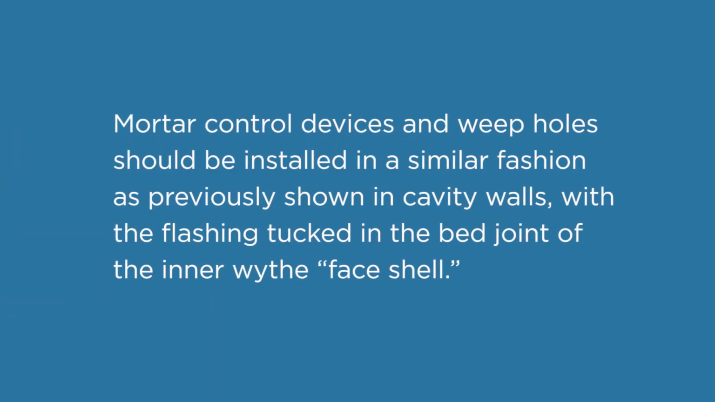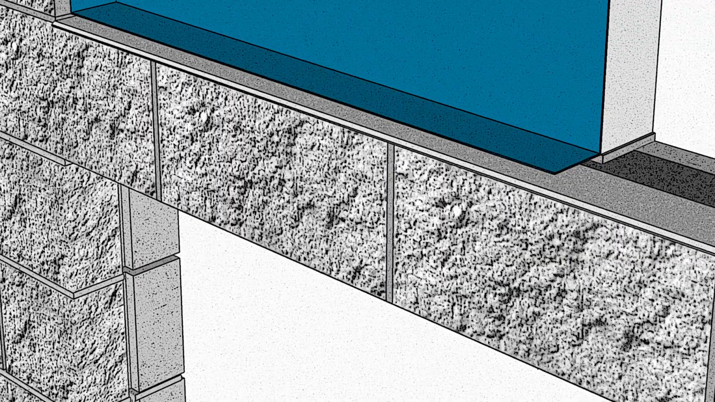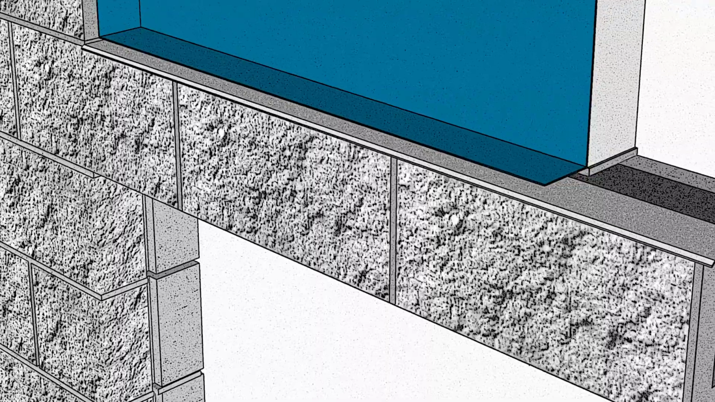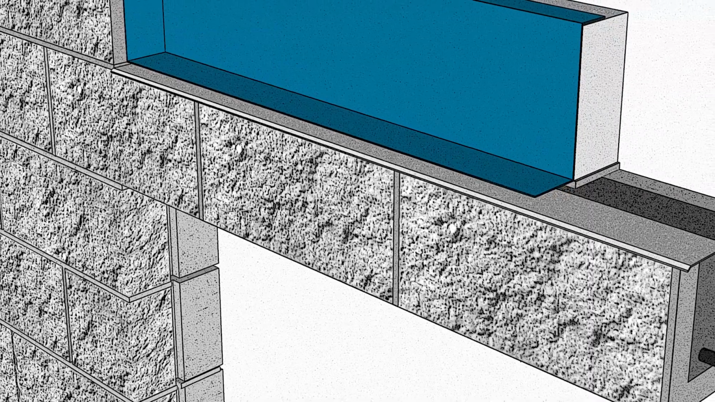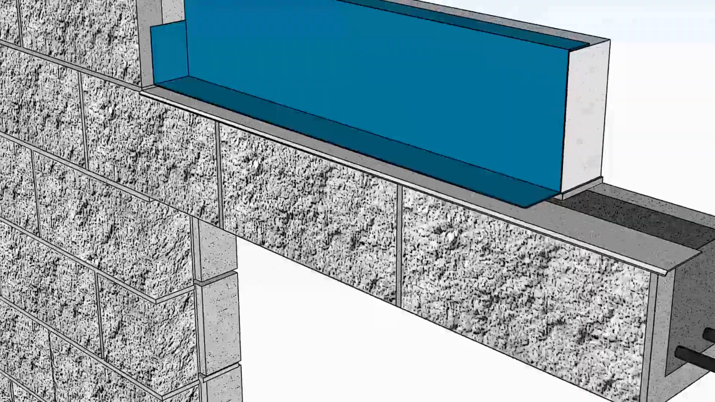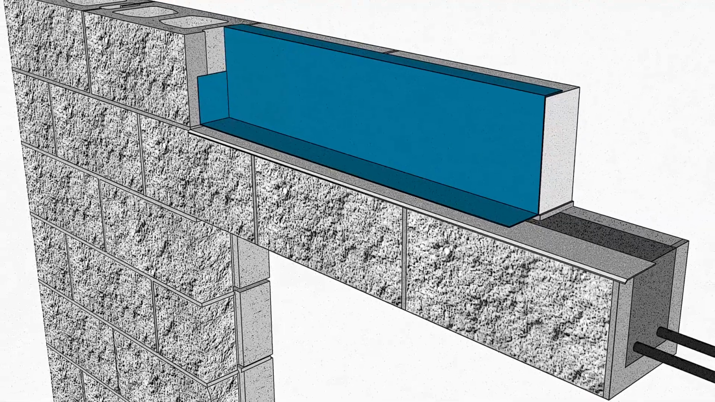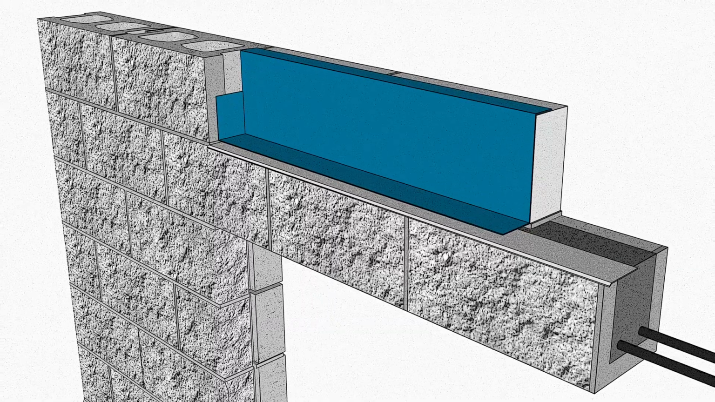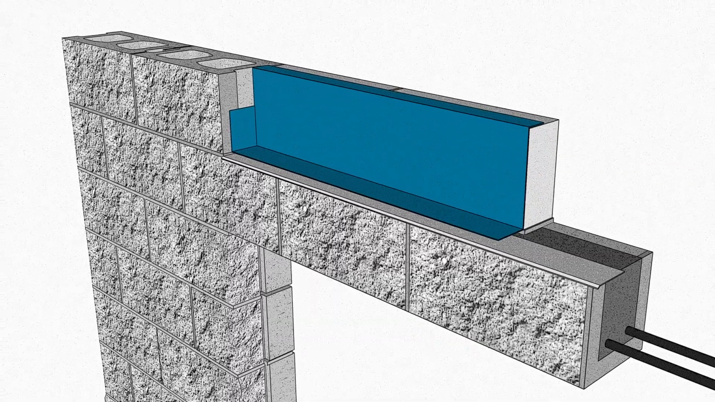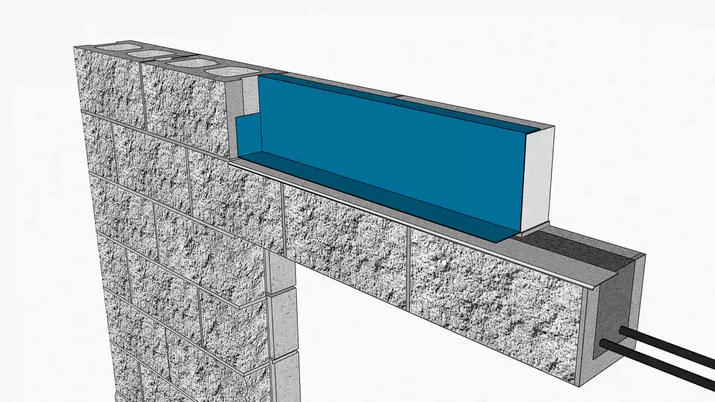End dams should be installed at the end of the flashing. Mortar control devices and weep holes should be installed in a similar fashion as previously shown in cavity walls, with flashing tucked in the bed joint of the inner width face shell. At masonry lintels, the flashing should be installed in the course directly above the top of the masonry lintel. The masonry lintel can be one or more courses, depending on how it is designed by the engineer. Again, creating two widths and installing flashing in a fashion similar to the base flashing installation. Ensure end dams and drip edges are installed.